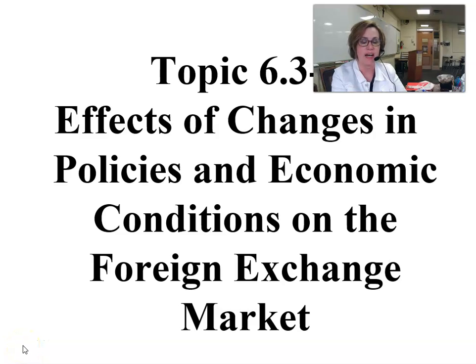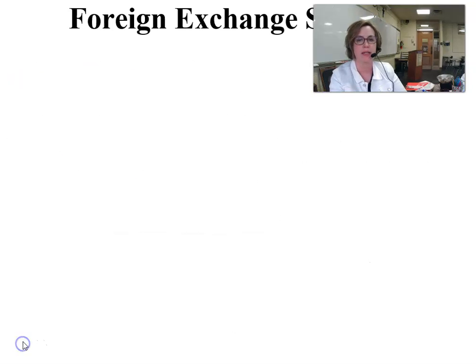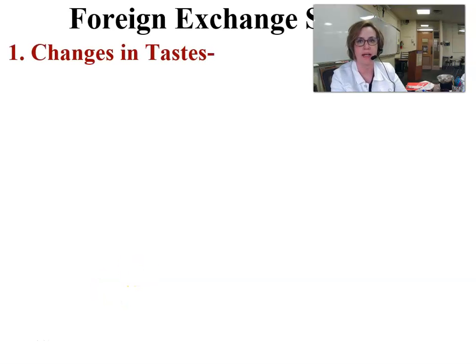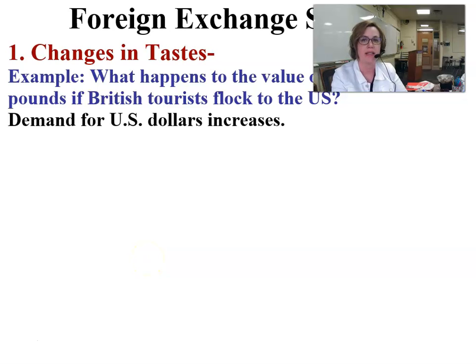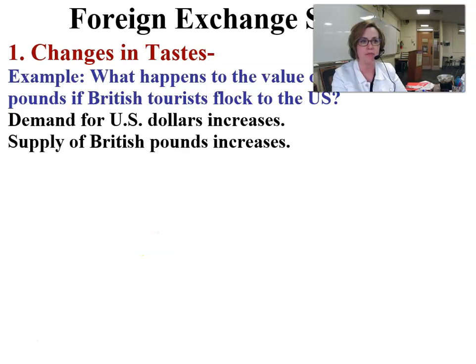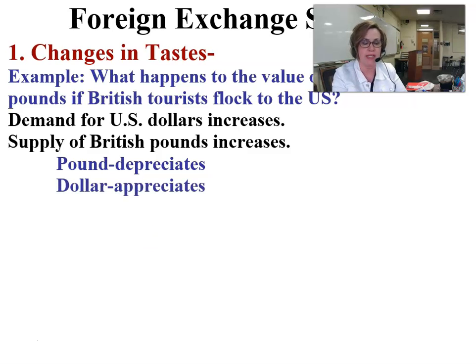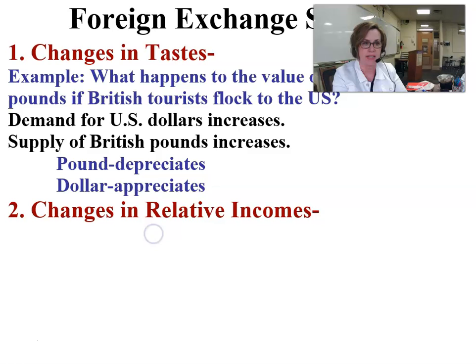In this video, I'm going to cover the effects of changes in policies and economic conditions on the foreign exchange market. So what are the different factors that will shift the foreign exchange market? A change in taste. What would happen to the value of the dollar and the pound if British tourists flocked to the US? The demand for US dollars is going to increase and the supply of British pounds is going to increase. So the pound would depreciate while the dollar would appreciate.